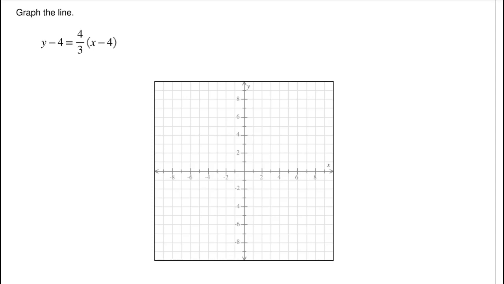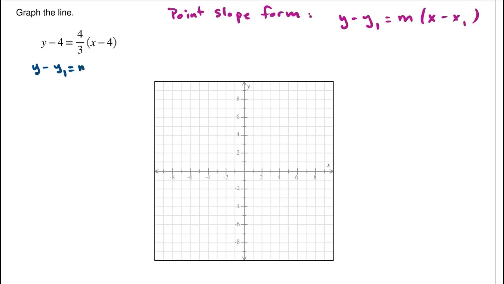For this problem, they already set it in the point slope form. Point slope form, which is y minus y1 equals m times x minus x1. I will bring this formula and line it up down here. Y minus y1 equals m times x minus x1. Then we realize that they are in the format. That will tell you your x1, y1.